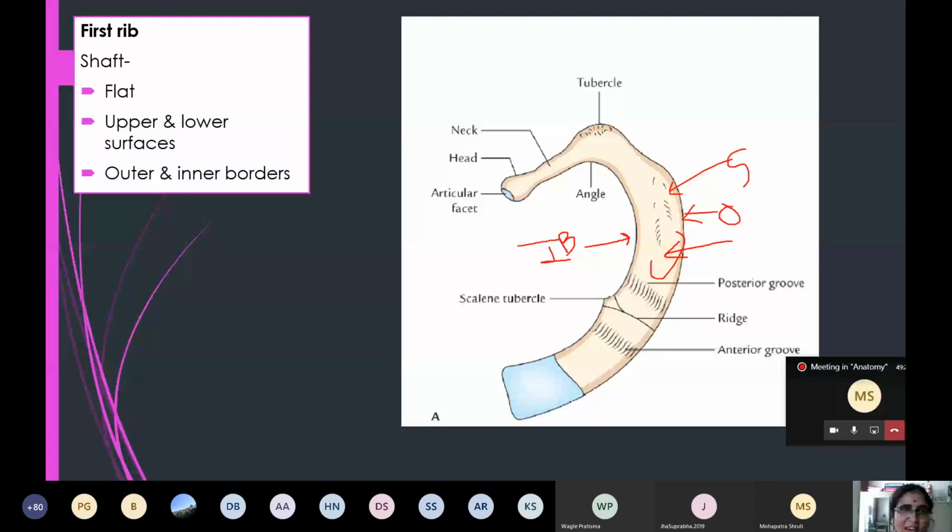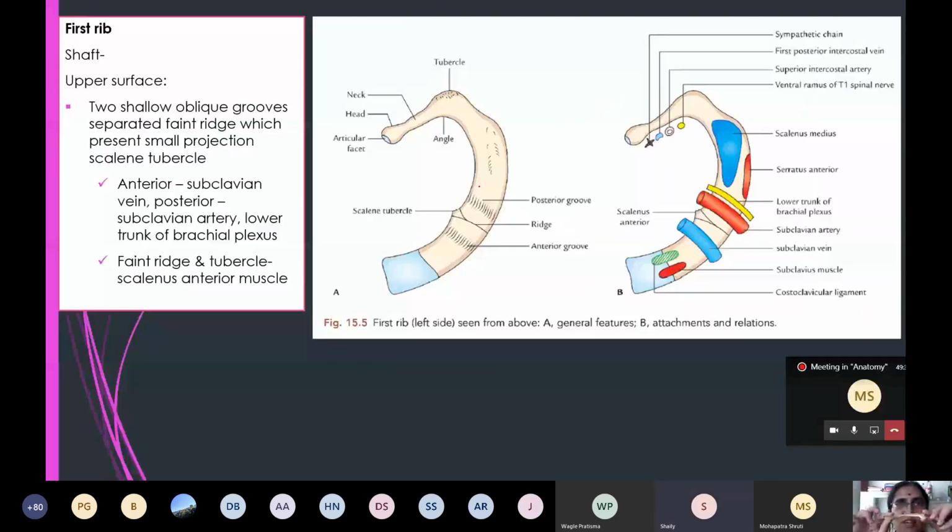As I said earlier, can you see the first rib? Okay. So this surface, which my finger is pointing to, is the upper surface. It is very rough and it has two grooves. And this surface is very smooth. This is the lower surface.